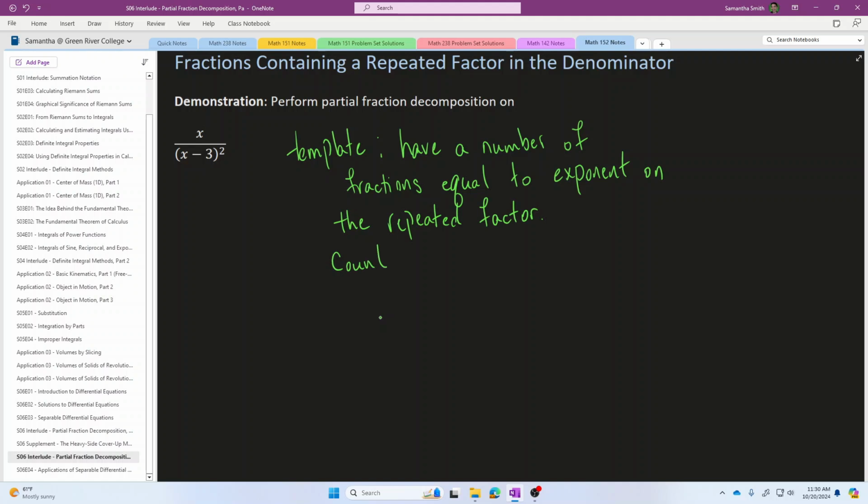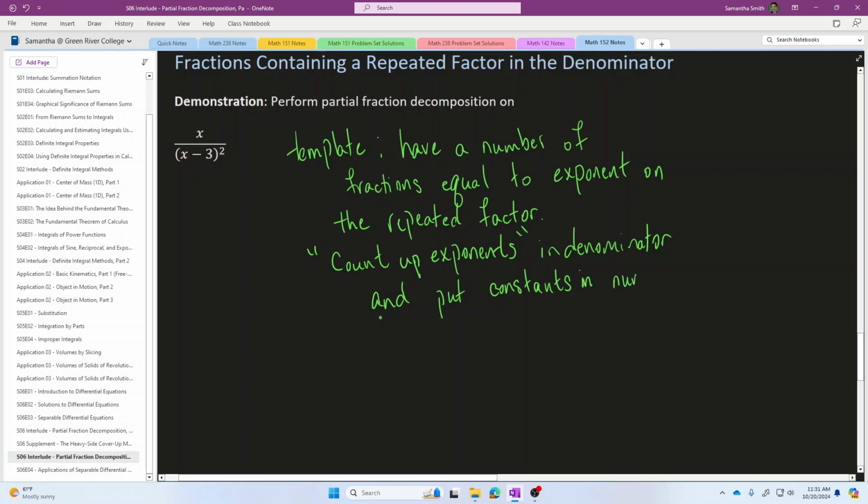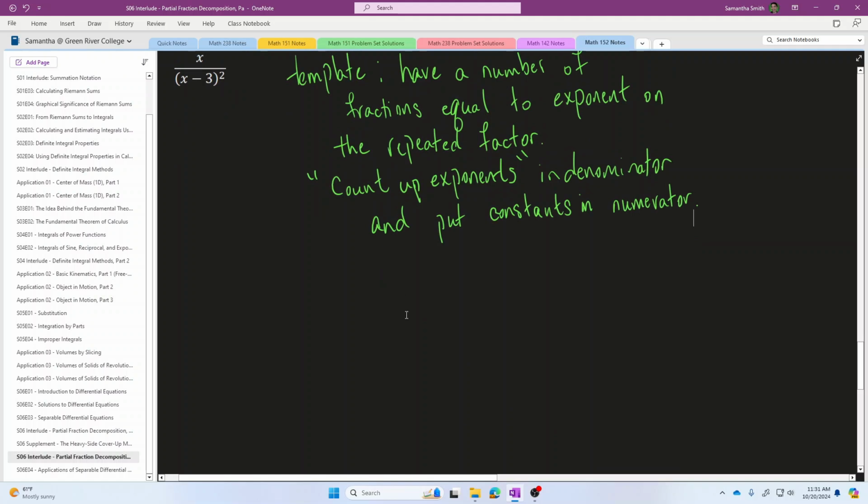Count up exponents, and I will tell you what I mean by that. Count up exponents in the denominator, and put constants in the numerator. Okay, so what do I mean by count up exponents?